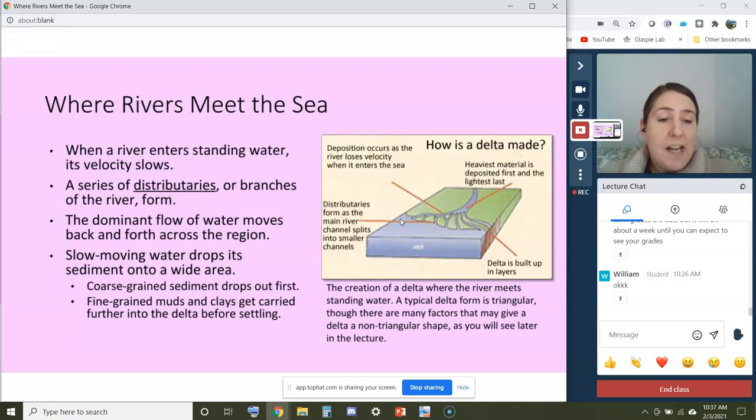Typically, coarse-grained sediment drops out first as the water starts to slow. And so you get a lot of sand buildup up more towards the river itself. And then the fine-grained mud and clays get carried further into the delta before settling. And so near the seaward edge of the delta, you'll get a lot of those really fine sediments. So the muds and the clays always drop out last. They are the least heavy, and so they can be carried by even some slow-moving water.